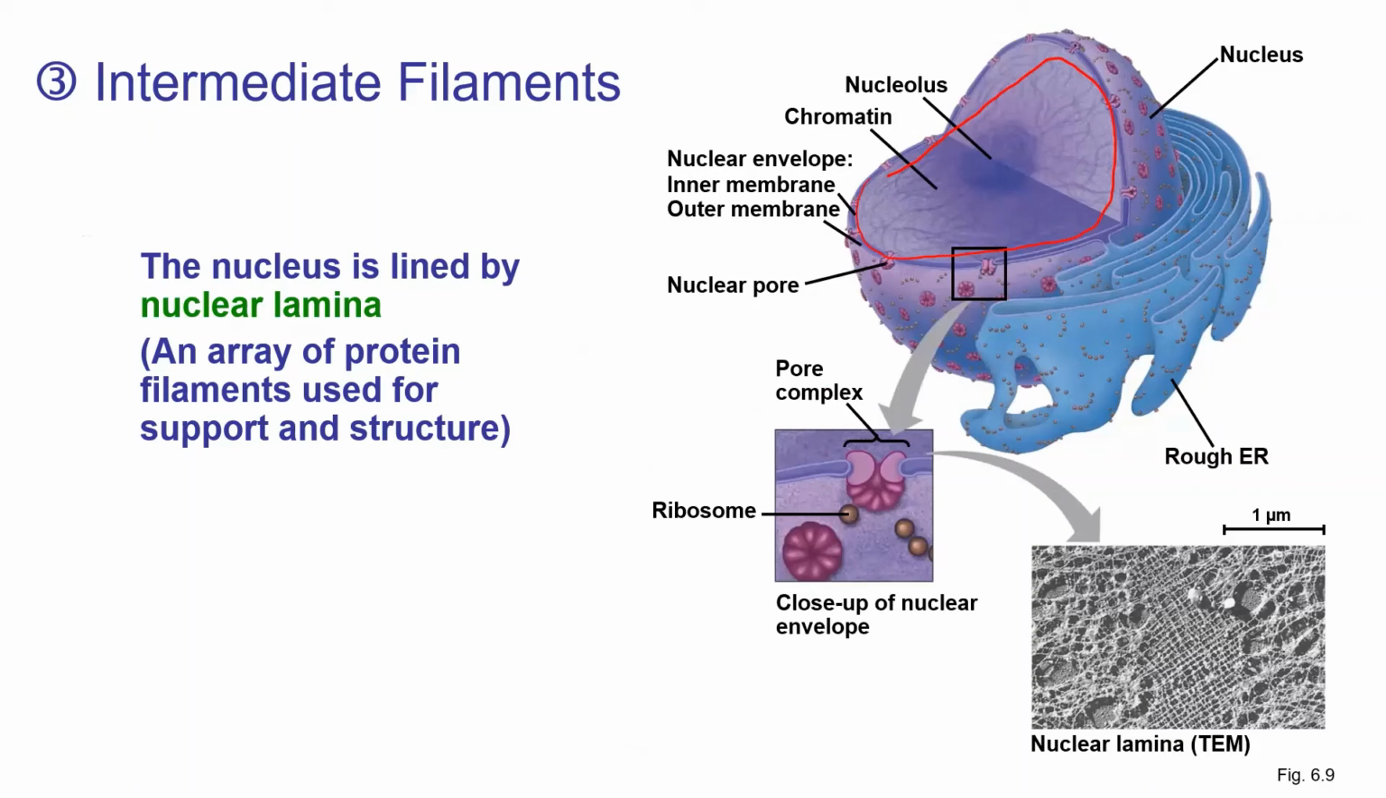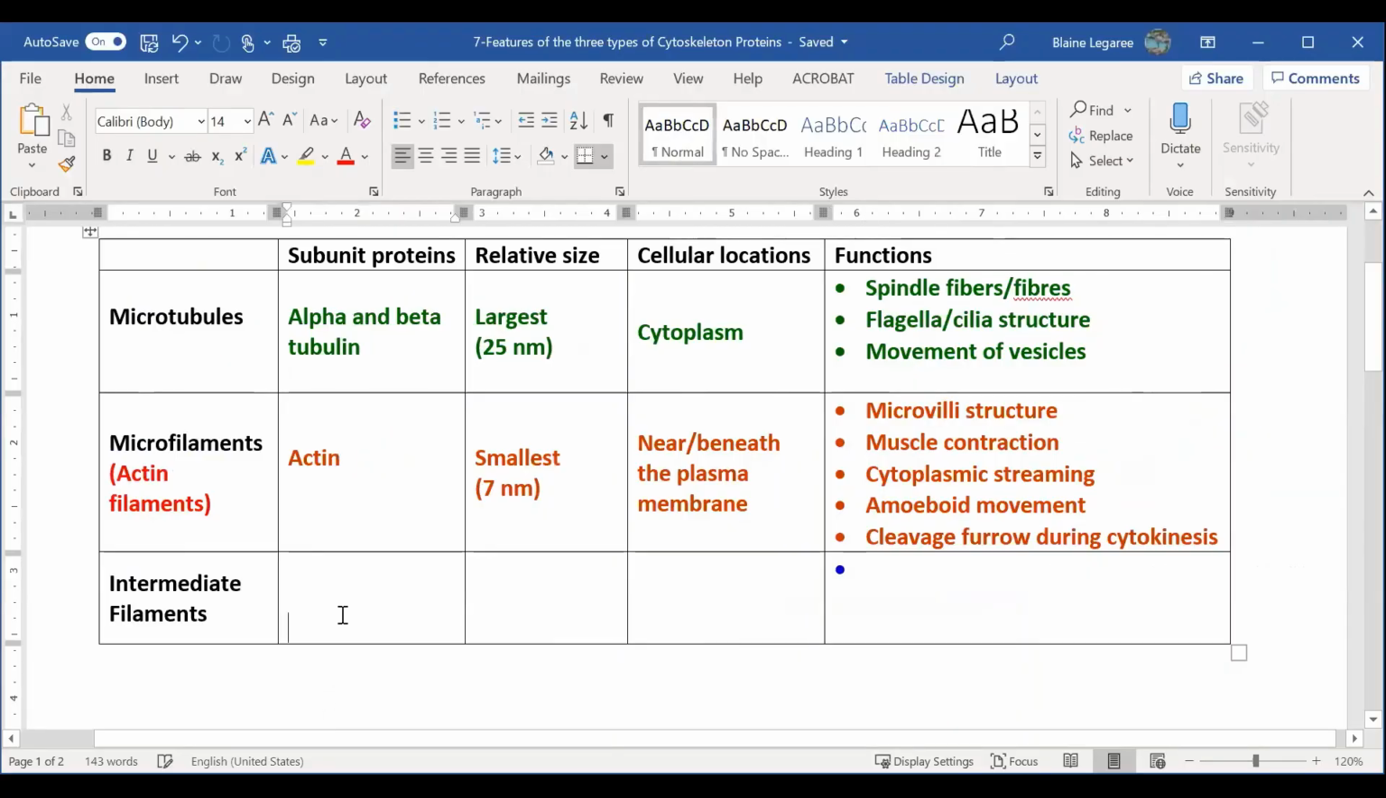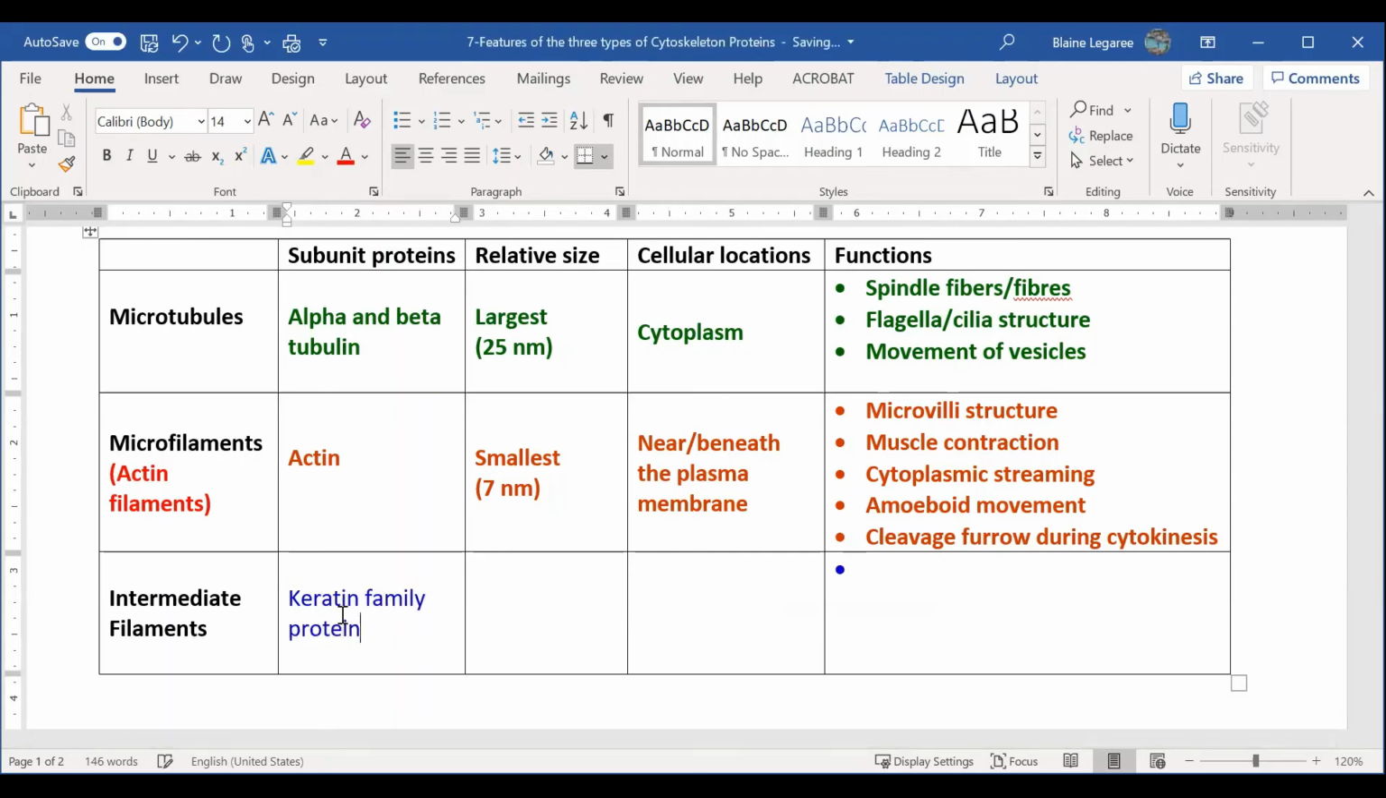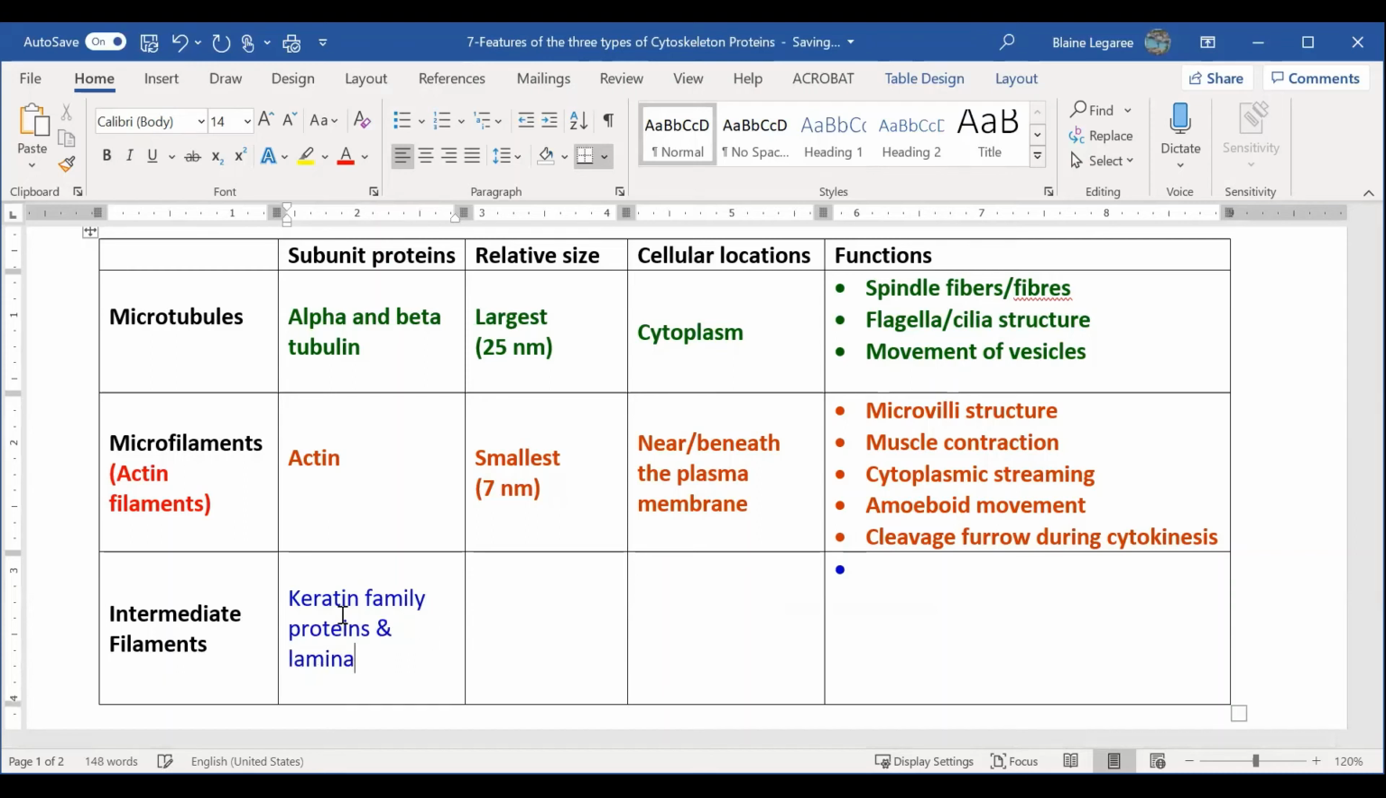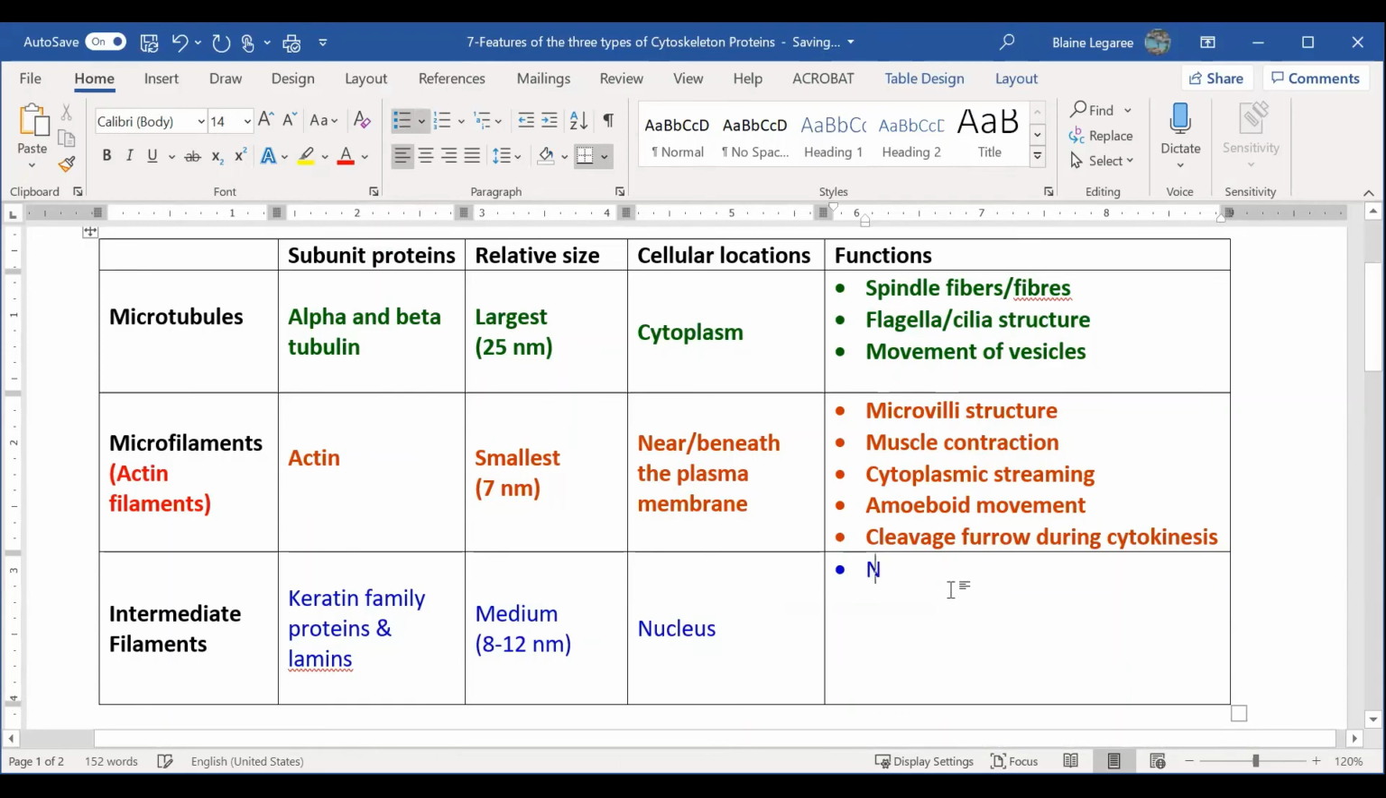All right, so back to our notes, and then we'll do a Kahoot. So intermediate filaments, what were they made of? I told you they're made of keratin family proteins. And I'm also going to say the lamins, which is basically a subtype, which are part of the nuclear lamina proteins. So these are medium. And so what did we say? 8 to 12 nanometers. Cellular locations, we're just going to say the nucleus. And some of them are in specialized areas in different cell types. So the two examples I wanted you to know were nuclear lamina, and microvilli structure.